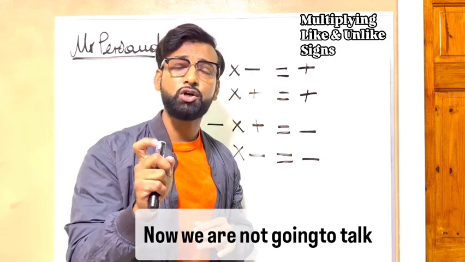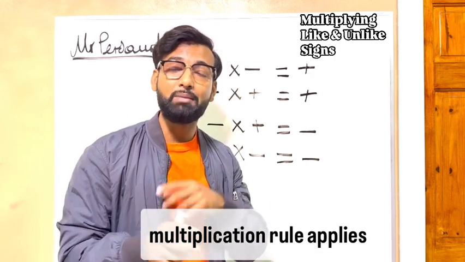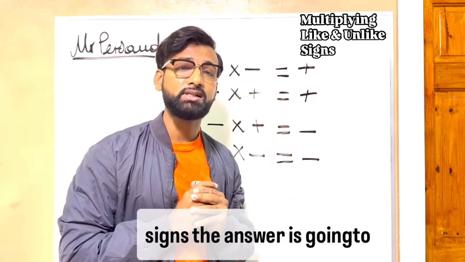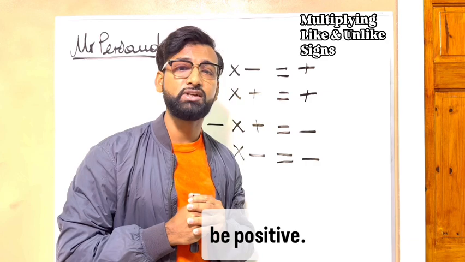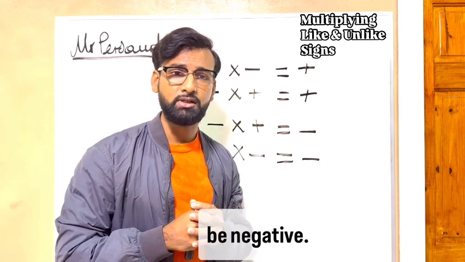Now, we are not going to talk about division separately, mainly because the multiplication rule applies the same with division. So if we're dividing same signs, the answer is going to be positive. If we're dividing unlike signs, the answer is going to be negative.